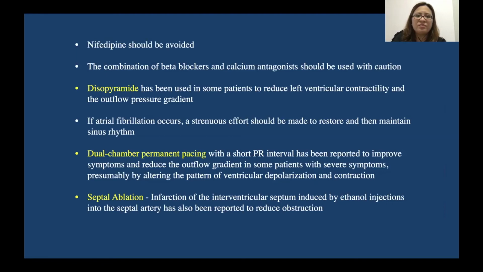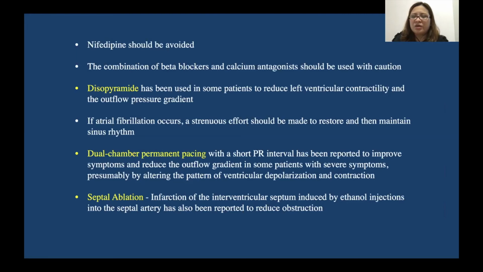If atrial fibrillation occurs, a strenuous effort should be made to restore and then maintain sinus rhythm. You can put a dual chamber permanent pacing with a short PR interval. This is reported to improve symptoms and reduce outflow gradient in patients with severe symptoms by altering the pattern of ventricular depolarization and contraction. In some patients, they may benefit from septal ablation.